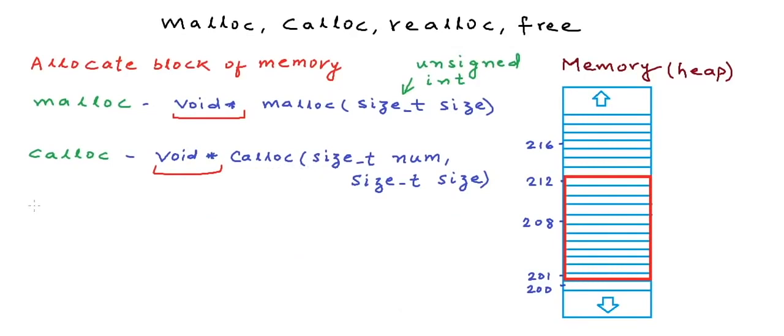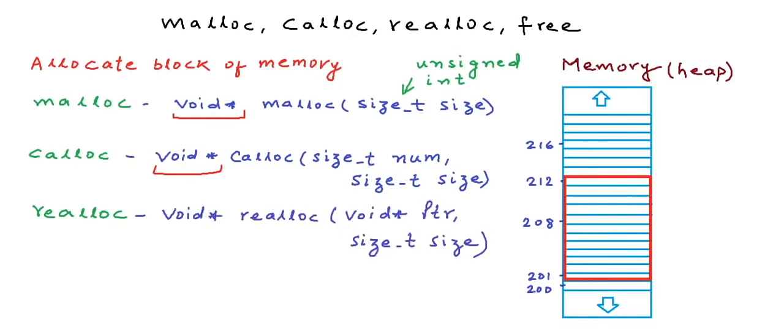The third function that we want to talk about is realloc. If you have a dynamically allocated block of memory, and if you want to change the size of this block of memory, then you can use realloc. The signature of this function is that it takes 2 arguments. The first argument is a pointer to the starting address of the existing block, and the second argument is the size of the new block.